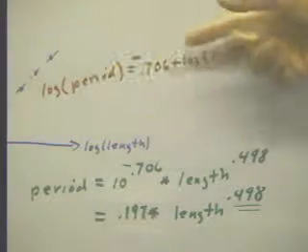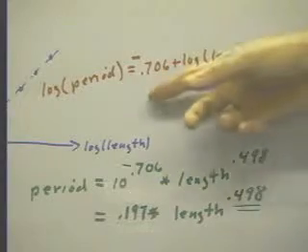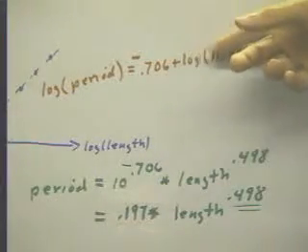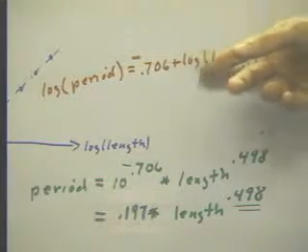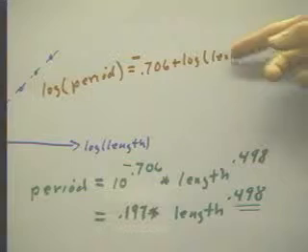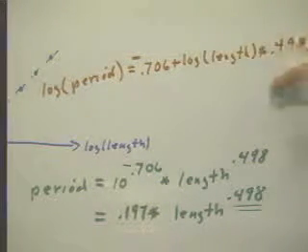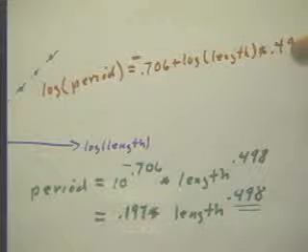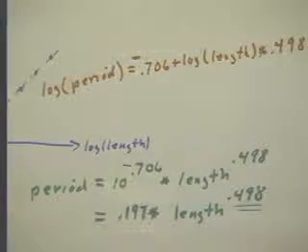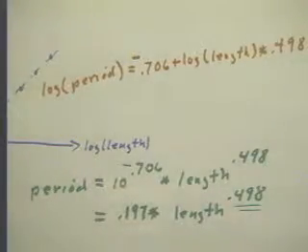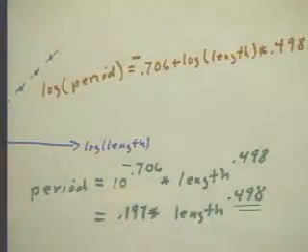But just raising each side to the power 10 and using the laws of exponents. On this side we're going to have 10 to the negative 0.706 plus log of this times this. But the plus means that we have 10 to this times 10 to all this. And then this is a multiplication, so that we have 10 to something times something. We're going to call that 10 to the 0.498 log of the length, or the length to the 0.498. In any case, the model comes out, the period is 0.197 times the length to the 0.498 power.